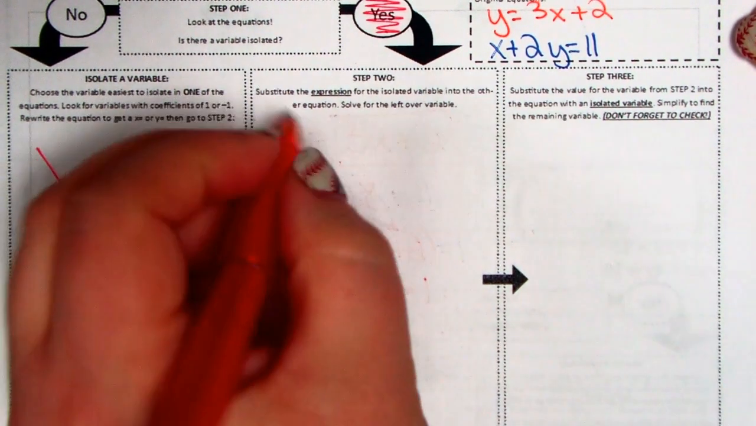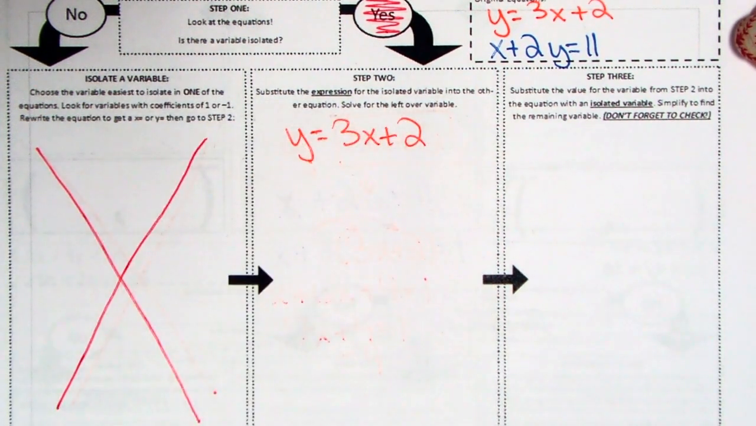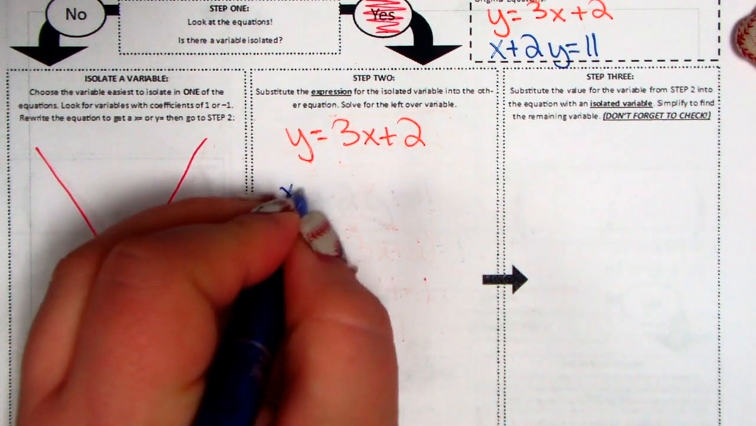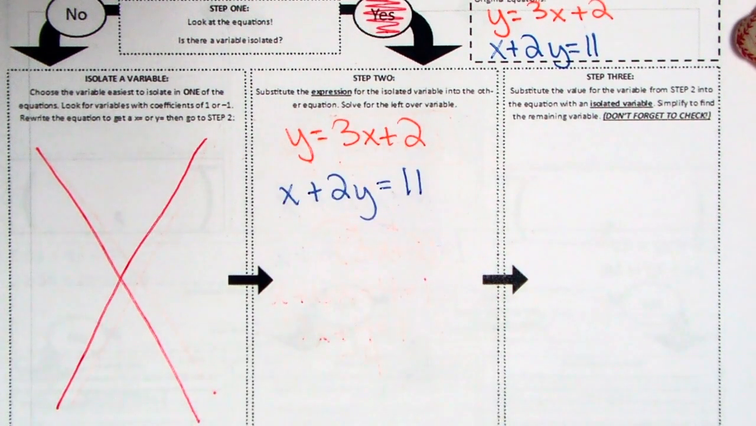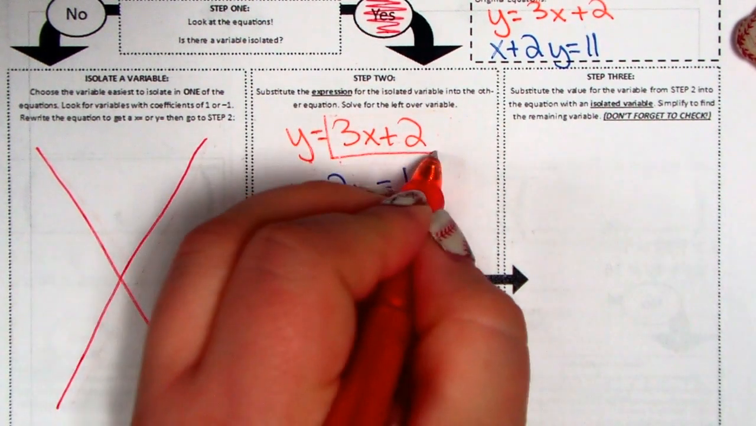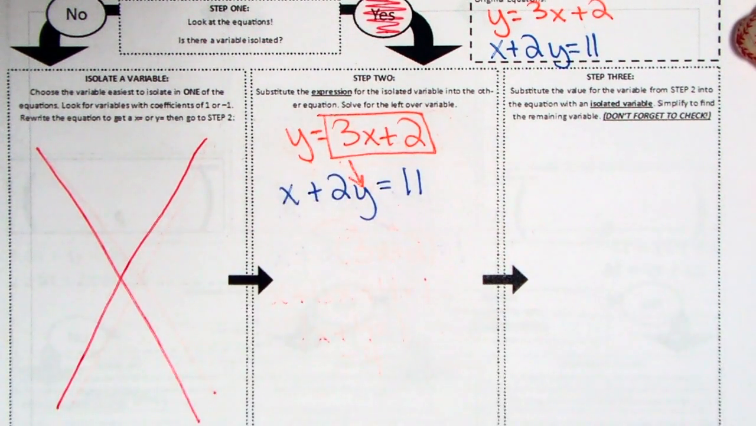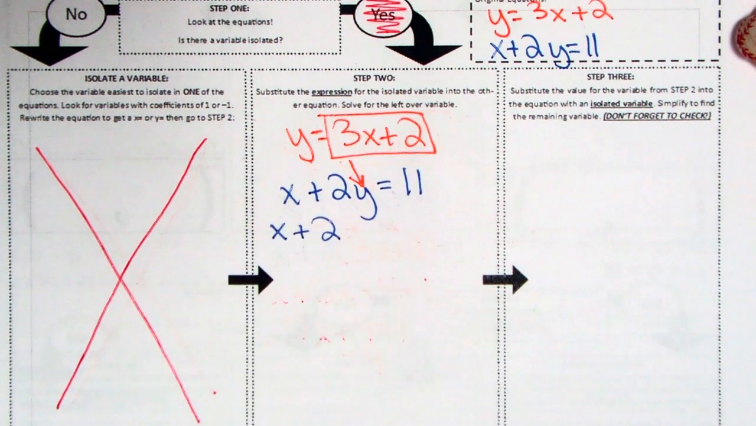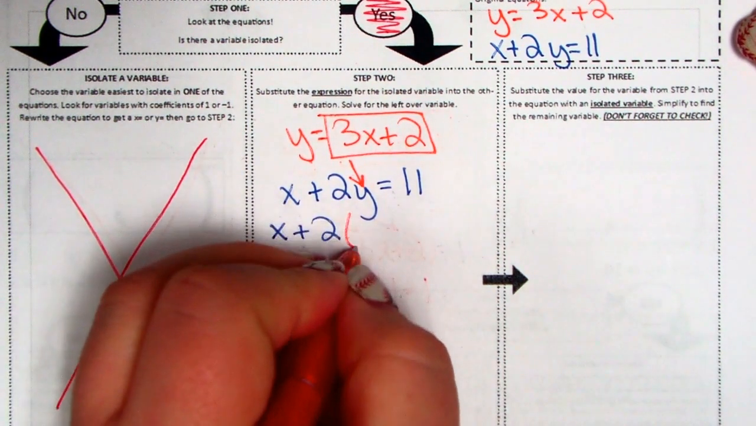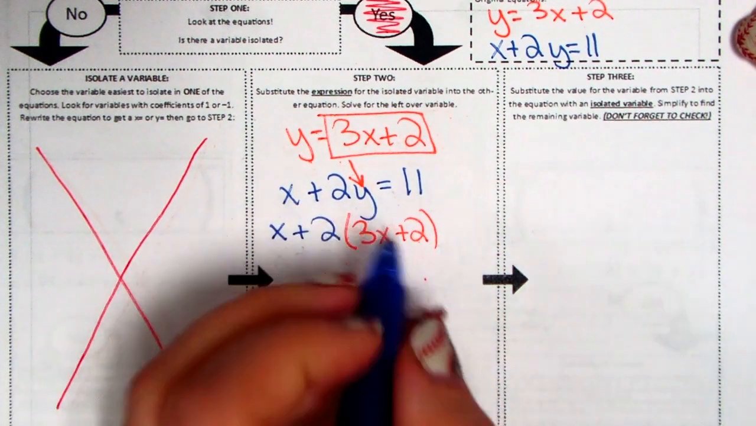We will take that orange equation, y equals 3x plus 2, and we are going to use the expression to plug into the other equation. So we will take 3x plus 2, and we are going to plug it in for y in the blue equation. Here's what that looks like. x plus 2, and the expression will go into parentheses, 3x plus 2, equals 11.